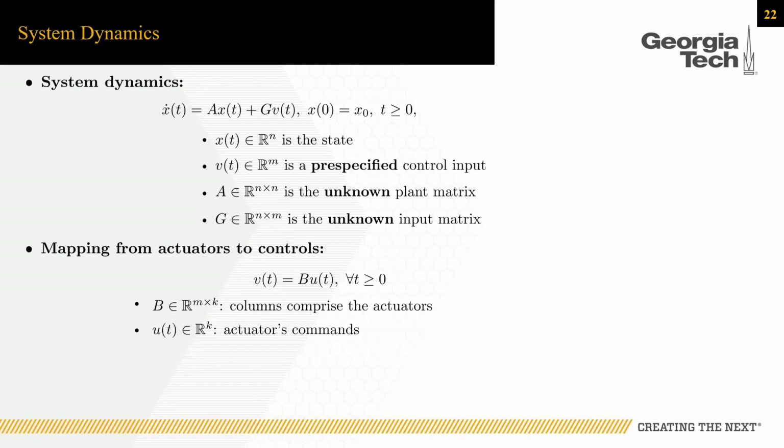Okay, so of course, for those of you who want to see it visually, I can map any actuator to any controls by doing this manipulation, right? Pretty straightforward. Remember that the B's columns comprise the actuators, and the U is the actuator commands. And of course, the V, as you remember, is the pre-specified control input, okay? But I can always map actuators to controls.